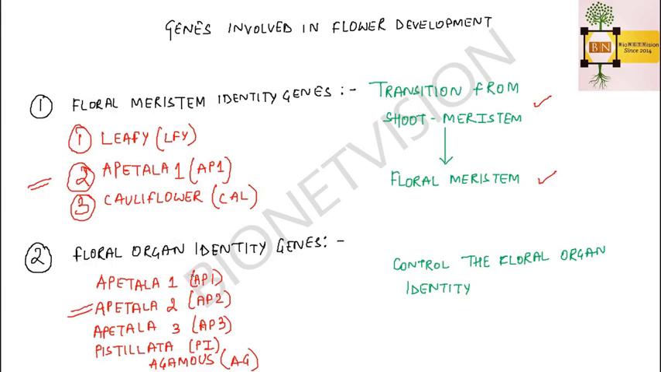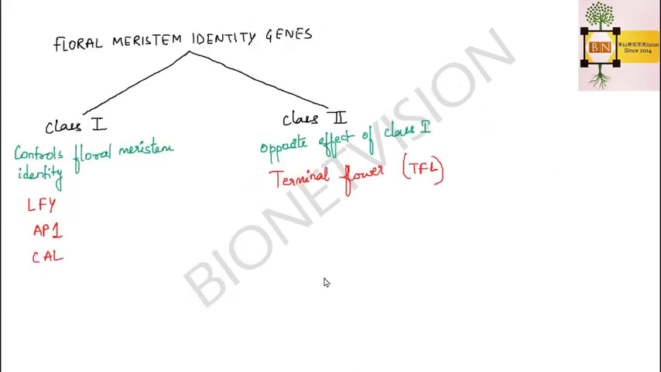Now look at the floral organ identity genes: Apetala 1, Apetala 2, Apetala 3, Pistillata and Agamous. These are the floral organ identity genes and they control the floral organ identity. Clear? Now, what is the role of the floral meristem identity gene? We discussed in the last slide that it helps in the transition from shoot apical meristem to the floral apical meristem. Clear?